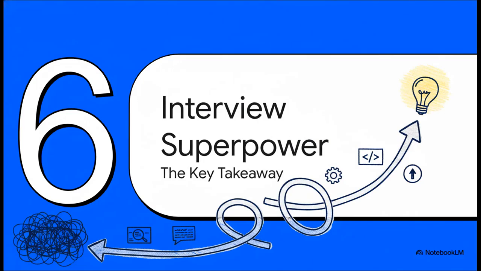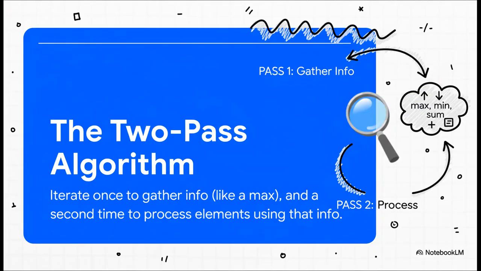Wow, okay, seeing it step by step like that makes it so clear. That simple 2-step approach took what felt like this confusing, nested problem and just made it totally manageable. Exactly. And you've just unlocked a classic interview superpower. It's called the 2-pass algorithm. It's a fundamental pattern you are going to see everywhere.